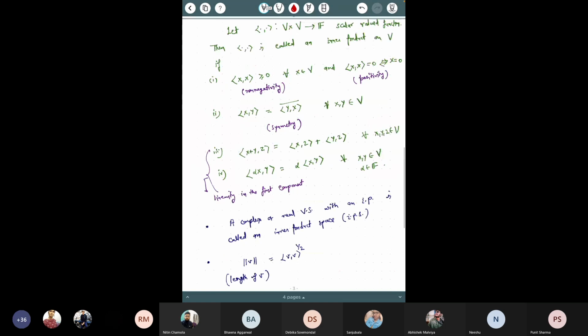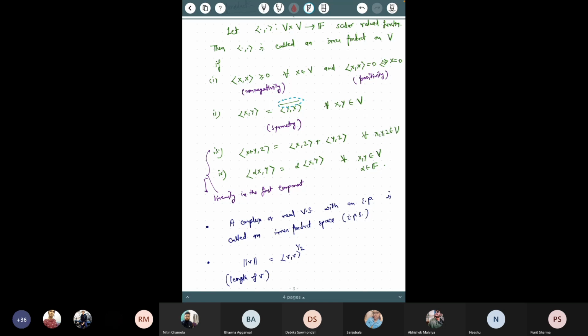So the question is, can we define a function from V cross V to C such that it satisfies these three properties, first, third, and fourth, and also the second property, but just symmetry without conjugate symmetry? Can we define such a function? So this is the question. What I'm saying is that if I remove this conjugate symmetry and just consider the symmetry here, can I define such a function when V is a vector space over C? This is the question. And the answer is no.